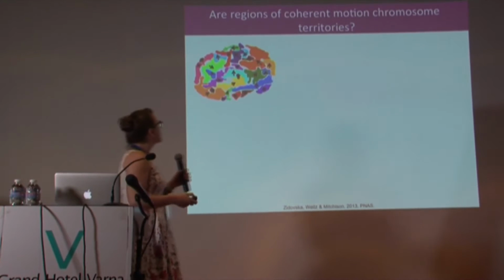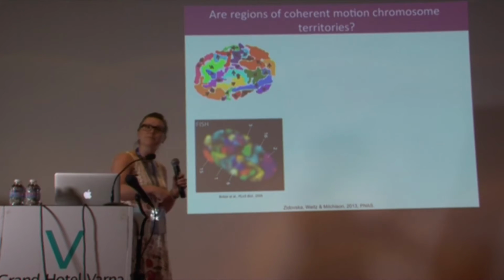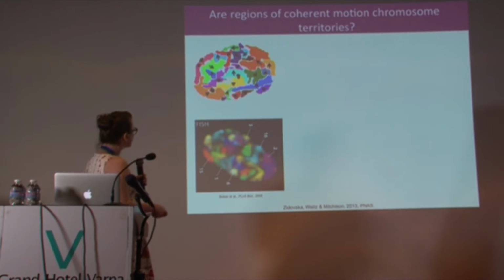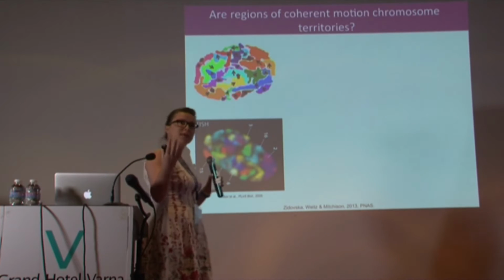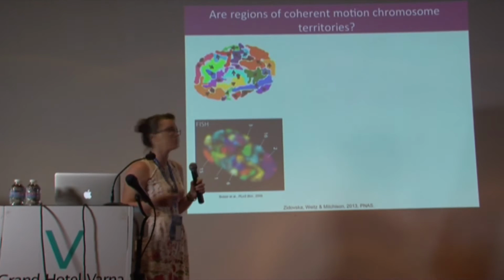What are they? When you look at this picture, it reminds you immediately of a similar picture that we have seen in this conference and in the workshop already a few times, and that is the beautiful FISH image of chromosome territories. You can see that the length scale of the coherent regions and the territories is about the same. So it was not so outlandish to ask the question: are we actually seeing the chromosome territories moving?